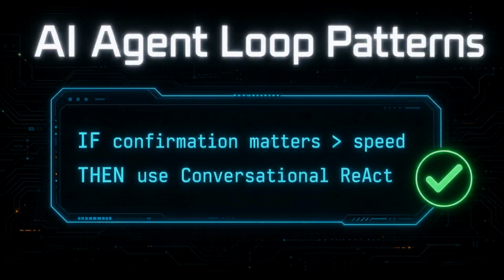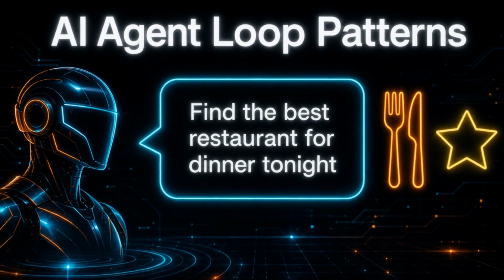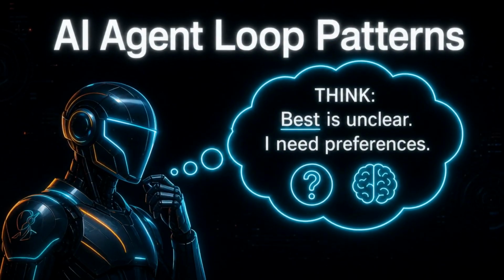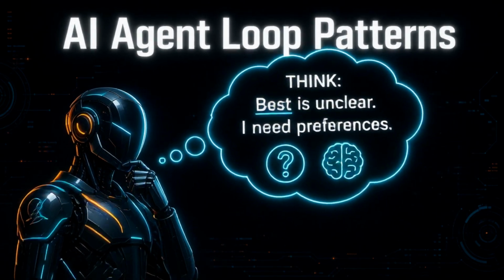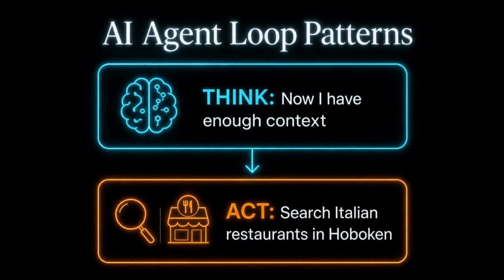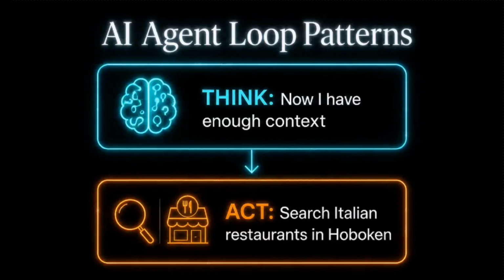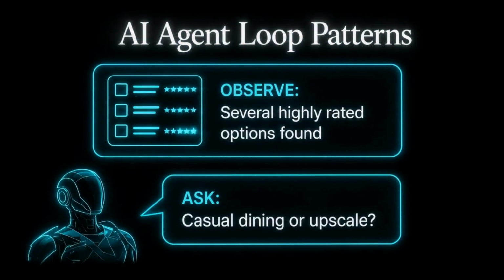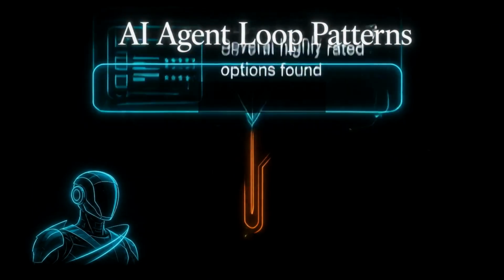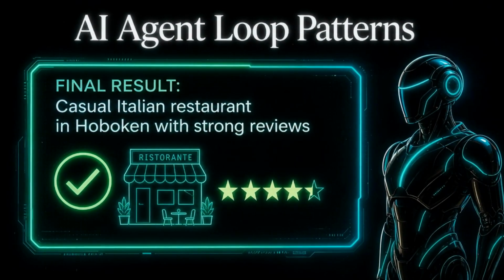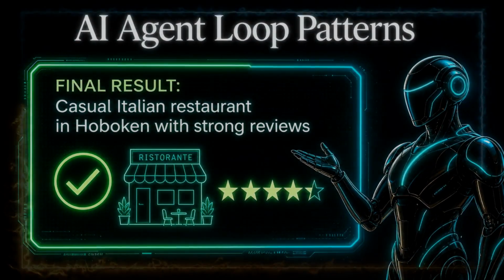Example: find the best restaurant for dinner tonight. Input: find the best restaurant for dinner tonight. Think: best is unclear. I need preferences. Ask: what cuisine do you prefer and what city are you in? User: Italian, Hoboken. Think: now I have enough context. Act: search Italian restaurants in Hoboken. Observe: several highly rated options found. Ask: do you want casual dining or something upscale? User: casual. Think: filter based on preference. Final result: I recommend a casual Italian restaurant in Hoboken with strong reviews.